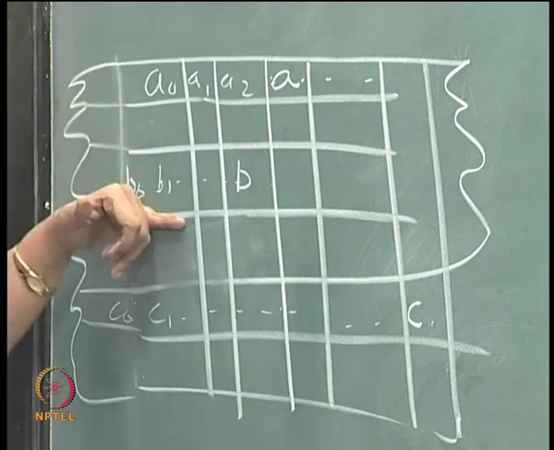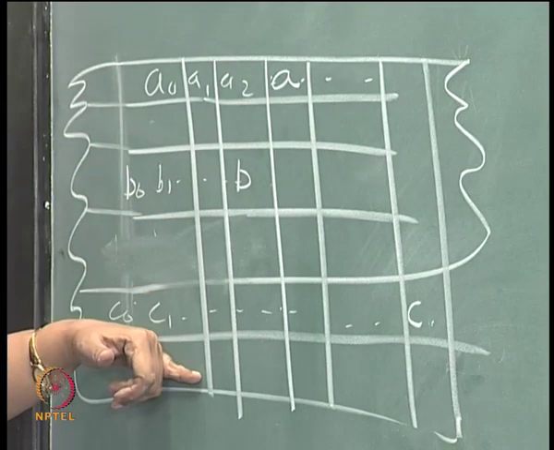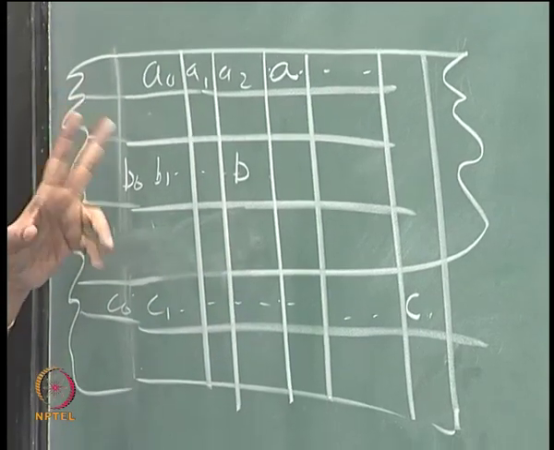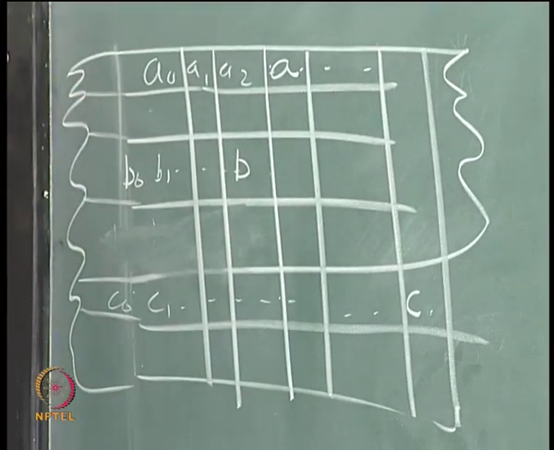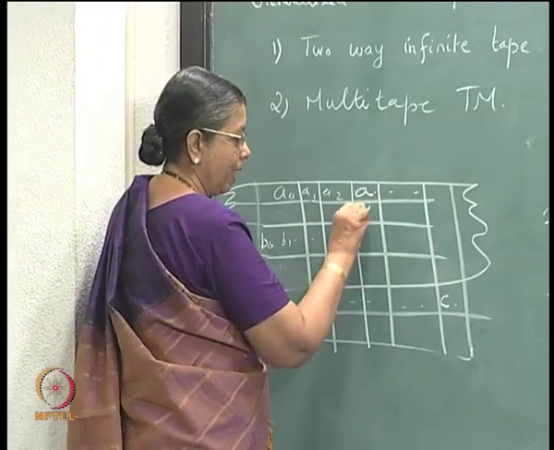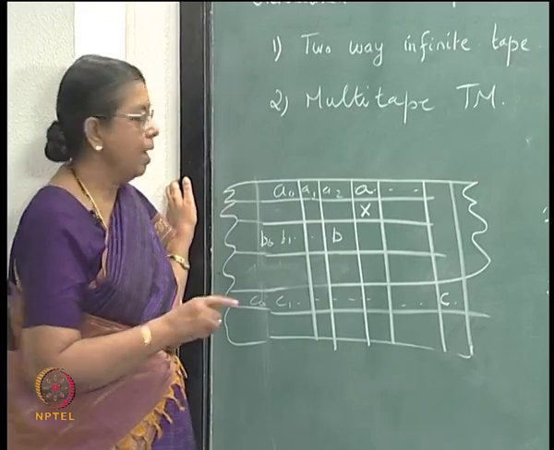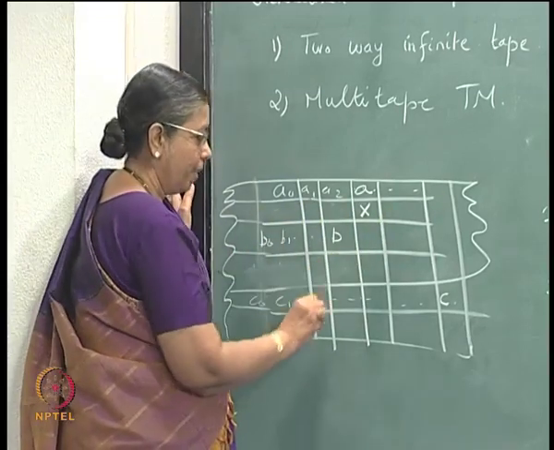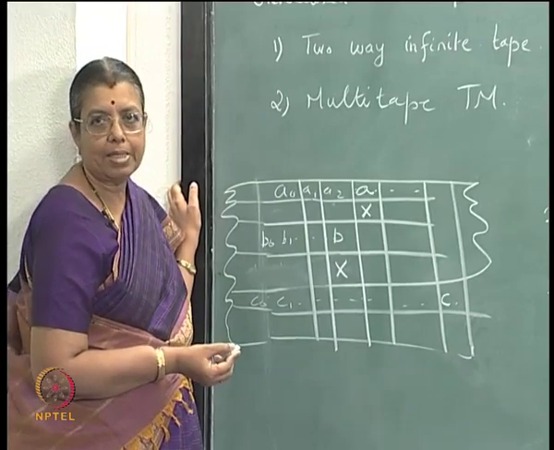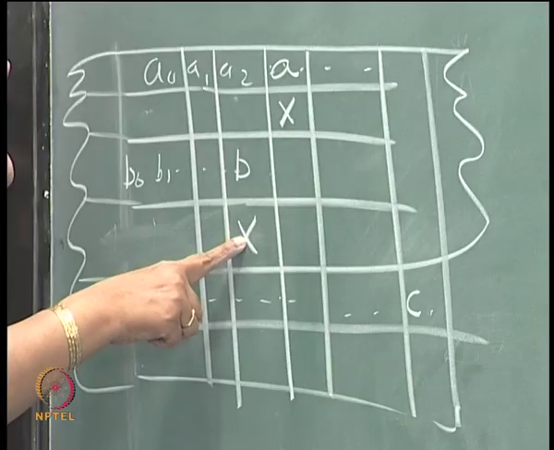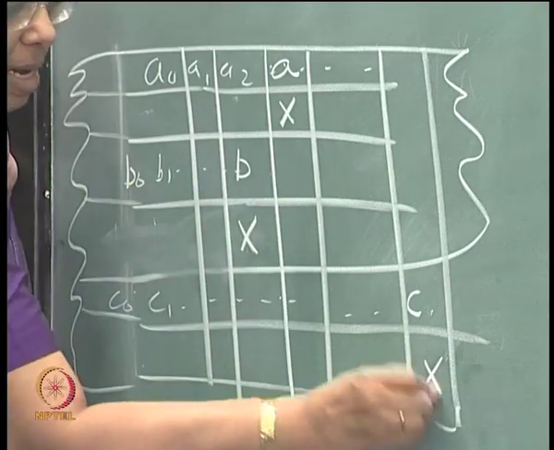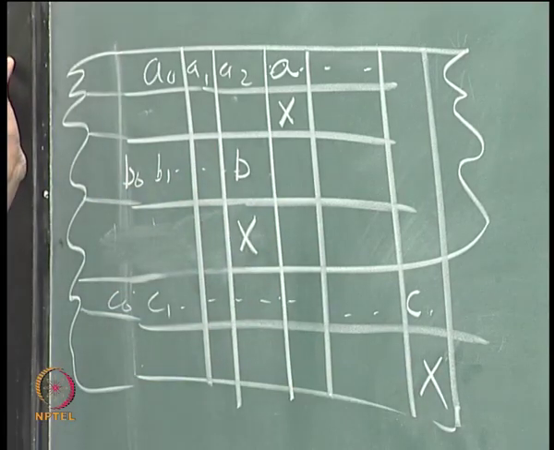The even number of tracks are all blanks except that one cell will contain a marker, I mean it represents the tape head position. For example, if A is being read, there will be X here, and the rest of this portion will be blank. Similarly, if B is read in the second tape at a particular instance, there will be a marker here in the fourth track, but the rest of them will be blank. Similarly, there will be a marker here.